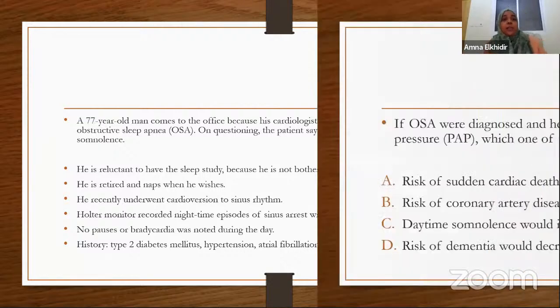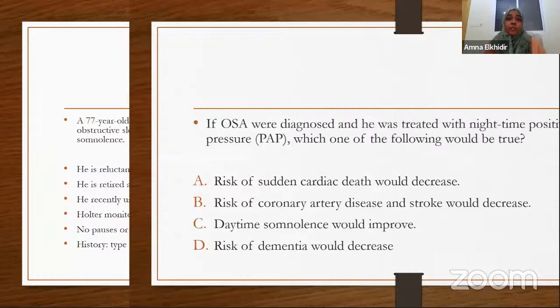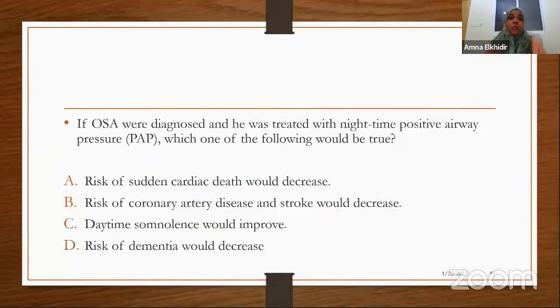If OSA were diagnosed and he was treated with nighttime positive airway pressure, which one of the following would be true? A, his risk of sudden cardiac death would decrease; B, the risk of coronary artery disease and stroke would decrease; C, daytime somnolence would improve; D, the risk of dementia would decrease. So the patient has a diagnosis of obstructive sleep apnea and is treated with PAP, which is positive airway pressure. Which of the following is correct?